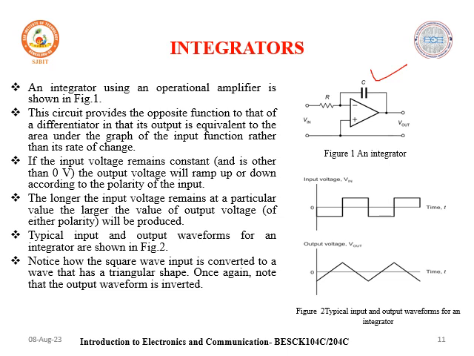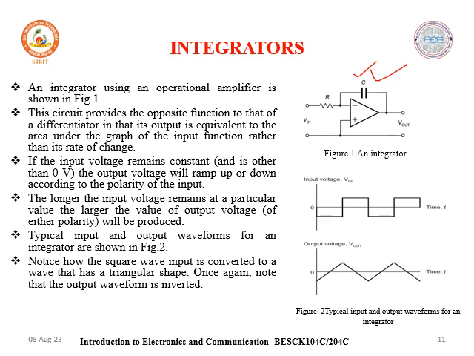The integrator produces an output voltage Vout that is proportional to the integral of the input voltage Vin. An op-amp integrator is an inverting amplifier which uses a resistor in series with the input voltage and a capacitor C connected between the output and the inverting terminal, meaning C acts as the feedback. The integrator converts a square wave to a triangle wave. If the input voltage remains constant and other than 0, the output will ramp up or down according to the polarity of the input. The longer the input voltage remains at a particular value, the larger the output voltage of either polarity will be produced.